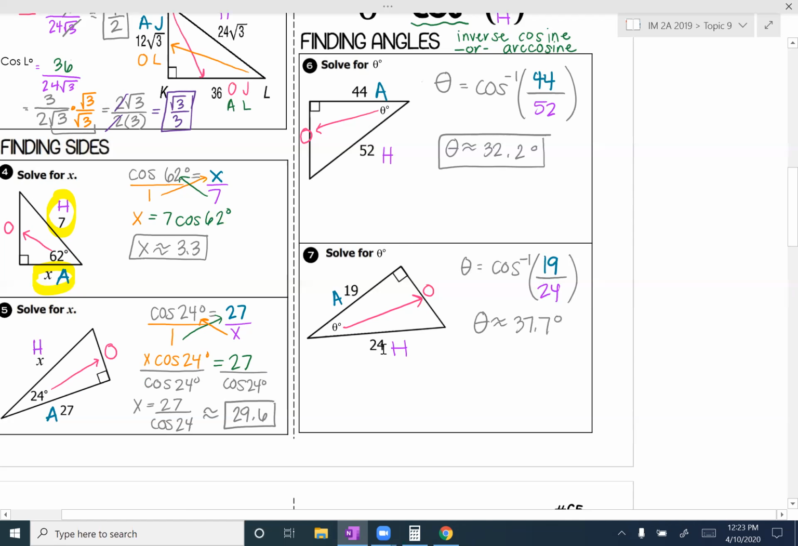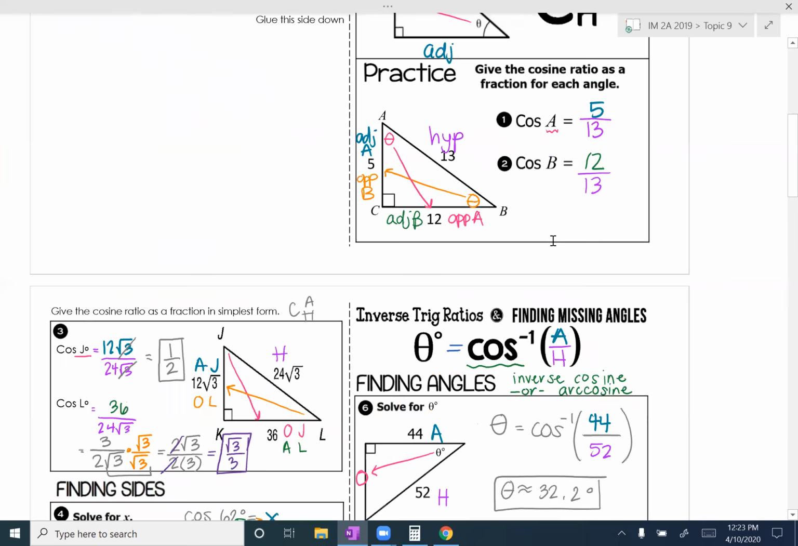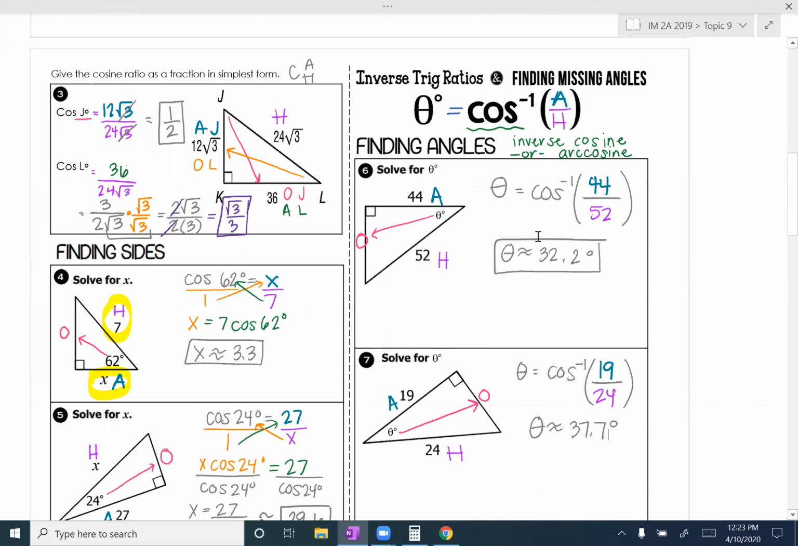Okay, so that is page 64, looking at the cosine ratio. In the next video, we're going to talk about page 65, which is the final one, sine, and then we'll go through on page 66 and look at how I know when to use which one when I'm given an entire triangle and a problem to solve for a lot more.